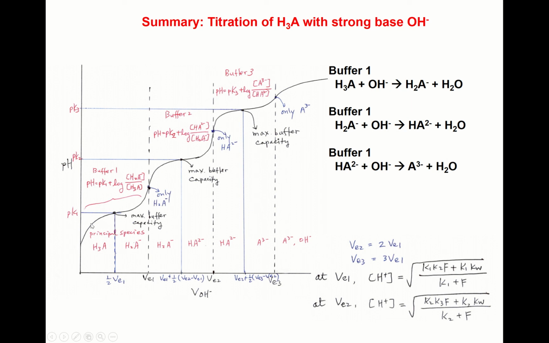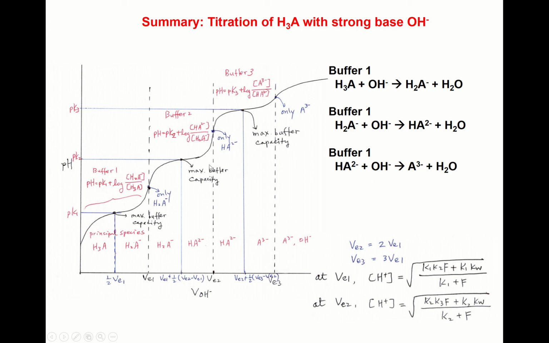Here, as you add a strong base, this form reacts first, and in this region you consume the fully protonated form H3A and produce H2A minus, this anion. Then you reach the first equivalence point. At this point, pH changes abruptly. Then you enter the second buffer region. I'm sorry, this is not purple 1, this is purple 2.